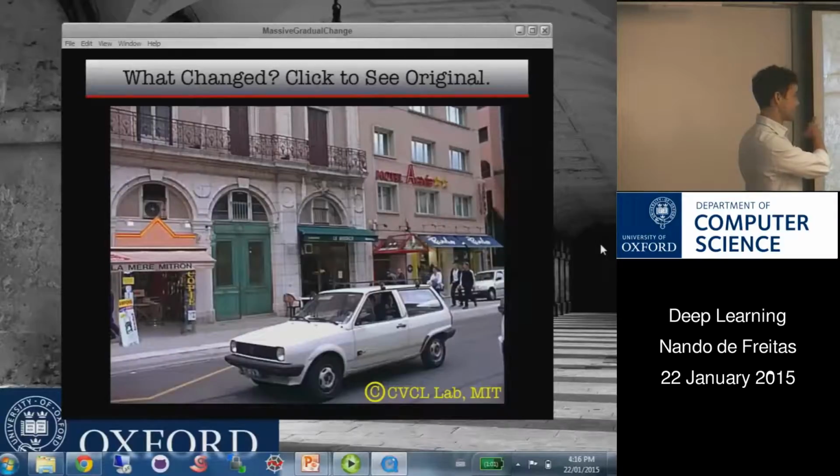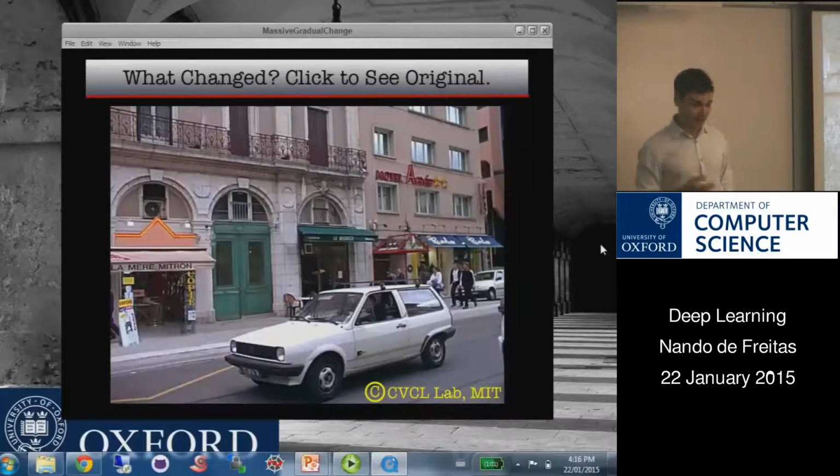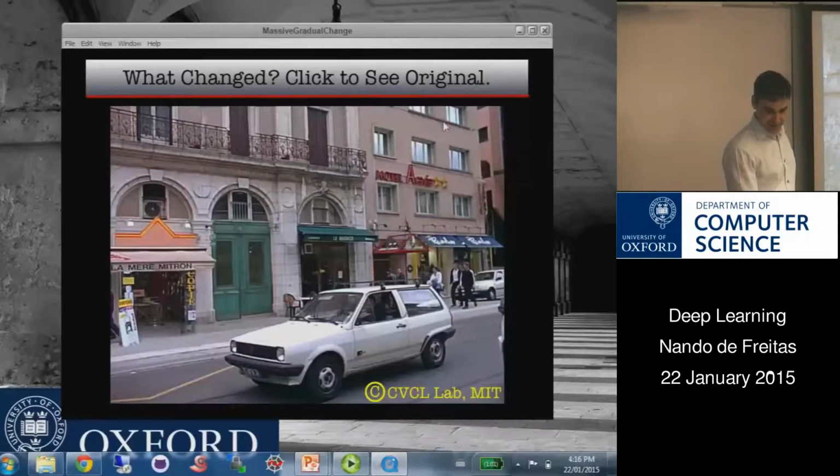Yeah, the color of the door. The color of the door changed. Who saw the color of the door changing? Who didn't see the color of the door changing? Okay, it did change. And in fact, this whole building that is now sort of pinkish, salmon, that was a different building before. It was a brick building. This door was different.